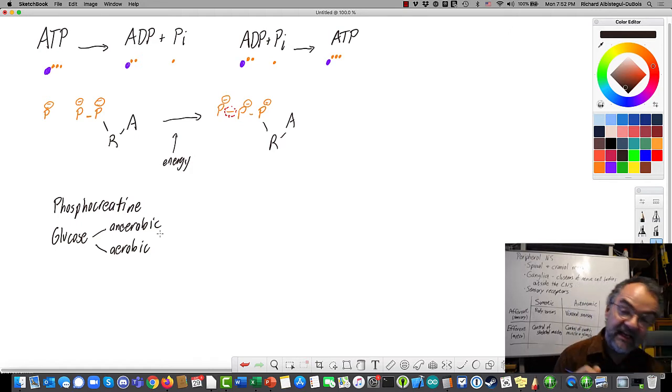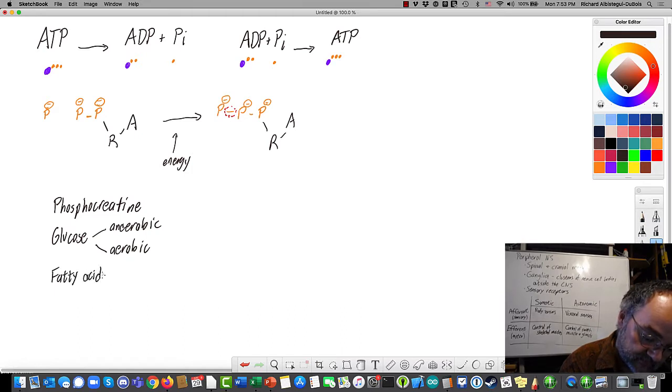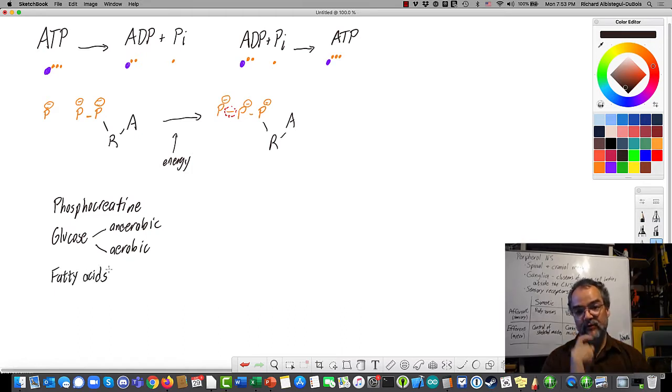It is also possible to use fatty acids for fuel in muscle cells. Those produce even more ATP. They're actually the most energy efficient fuel, but they take the longest to use. It's a slow process. So we're going to look at all three of these mechanisms and go over how each one works, how much ATP we can get, and what's involved.